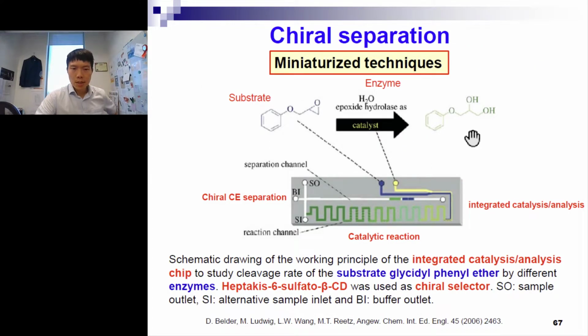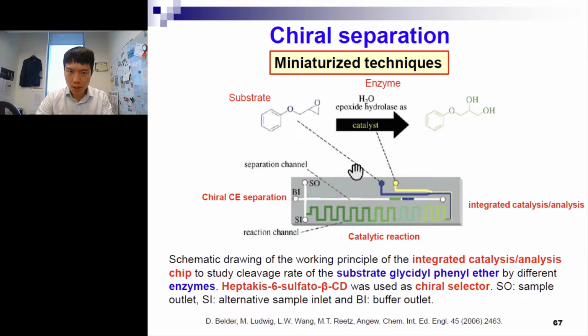Next, this is another new innovation. Not too new now, but still something you want to think about for your research next time. CE is also portable. You can bring a small piece of equipment like a suitcase and go for on-site analysis. Chiral separation using CE is possible. We call it the miniaturized technique. Have a substrate, again with epoxide, and then your enzyme. This is a ring opening to form a diol in this case.